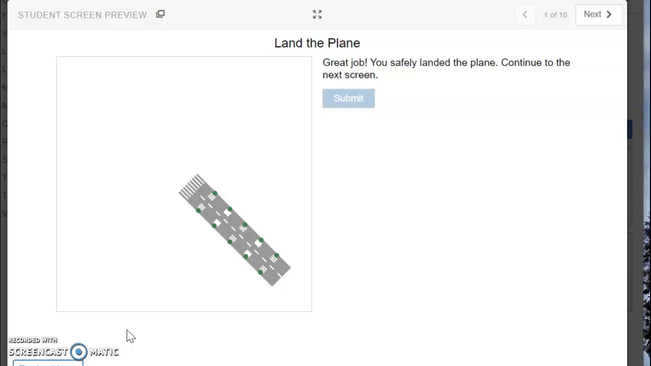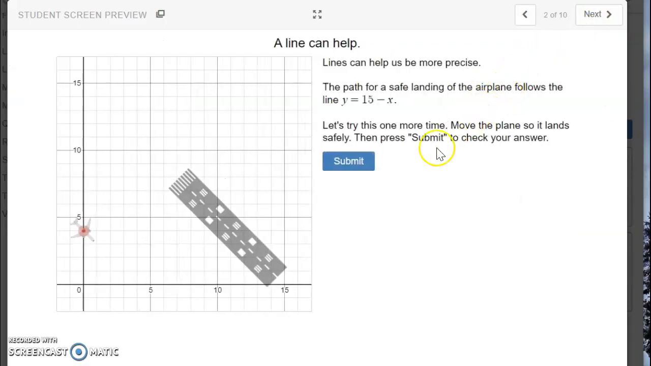Wow. That's a miracle, but actually you shouldn't have made it. You should have come out and said that it's very difficult to just estimate. However, if you put it in a corner plane, then you can figure it out more precisely. The path for a safe landing of the plane follows 15 minus x. Okay, 15 minus x. What does that mean?